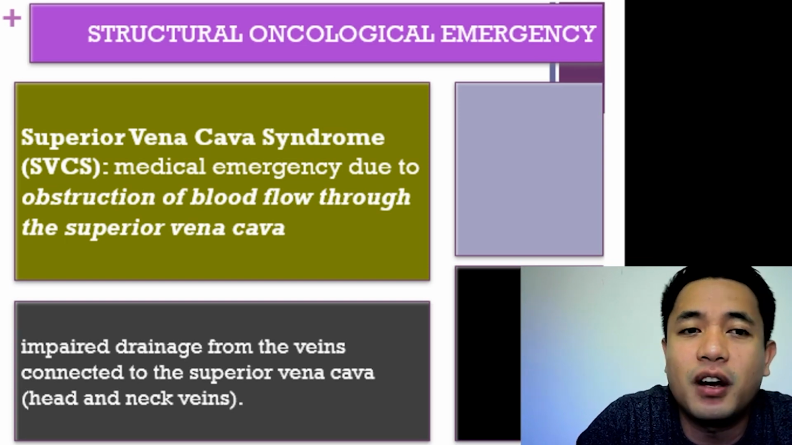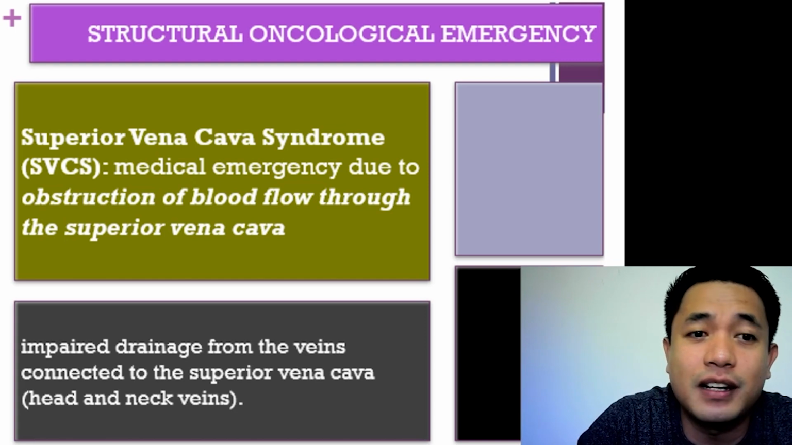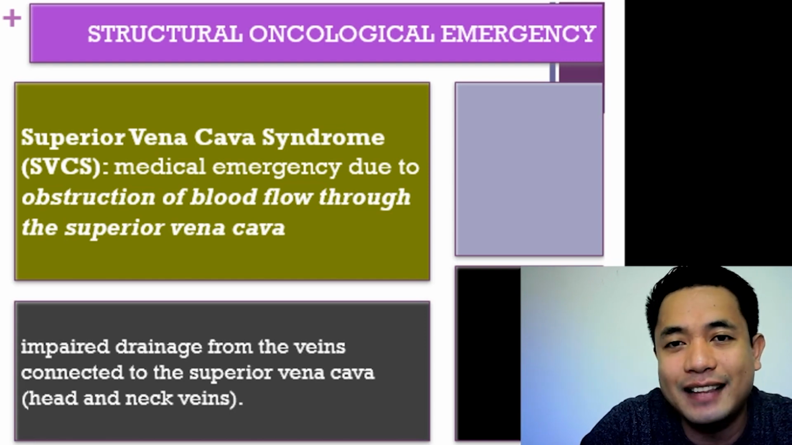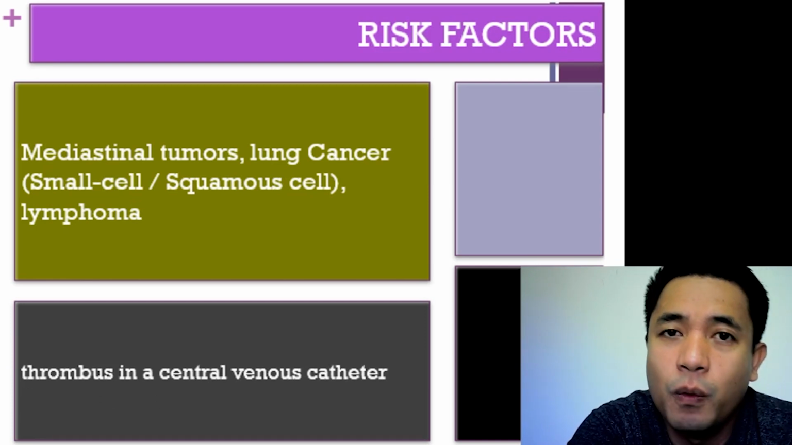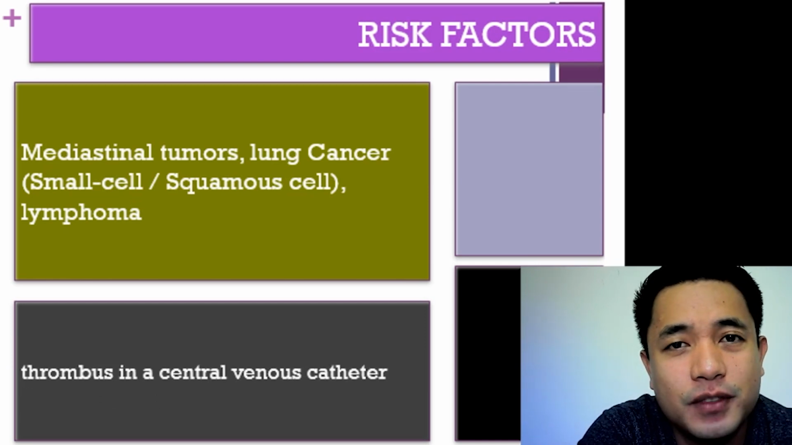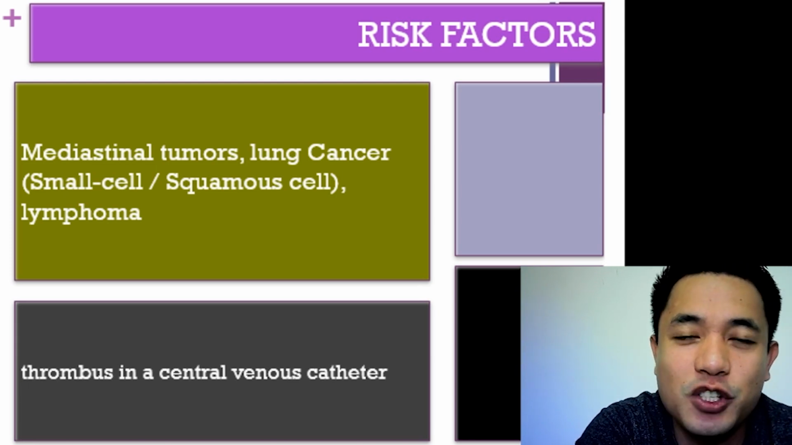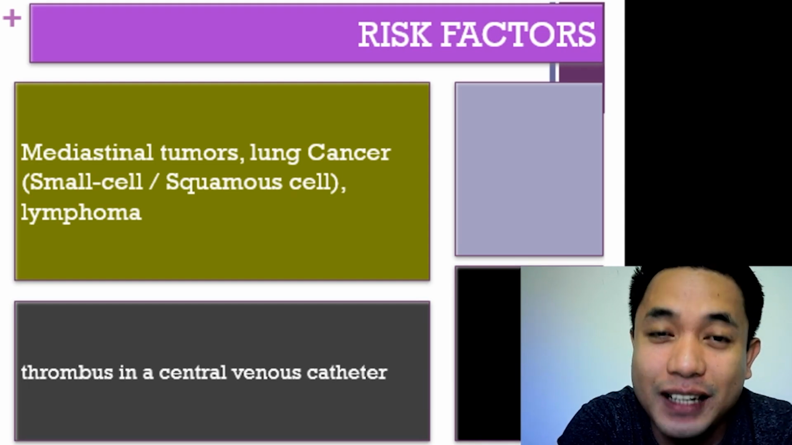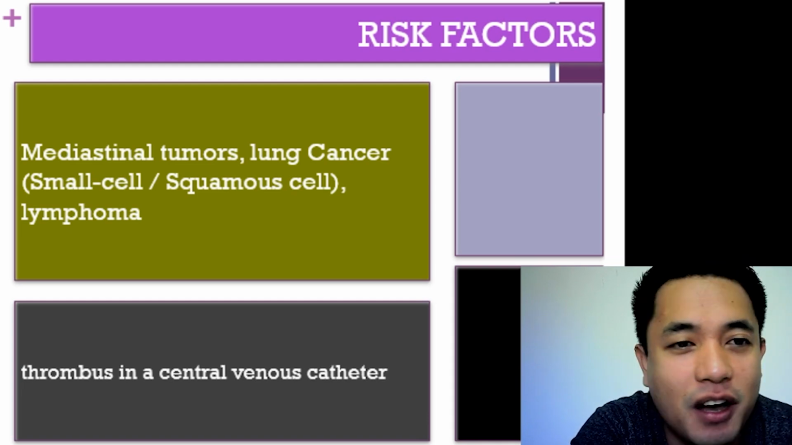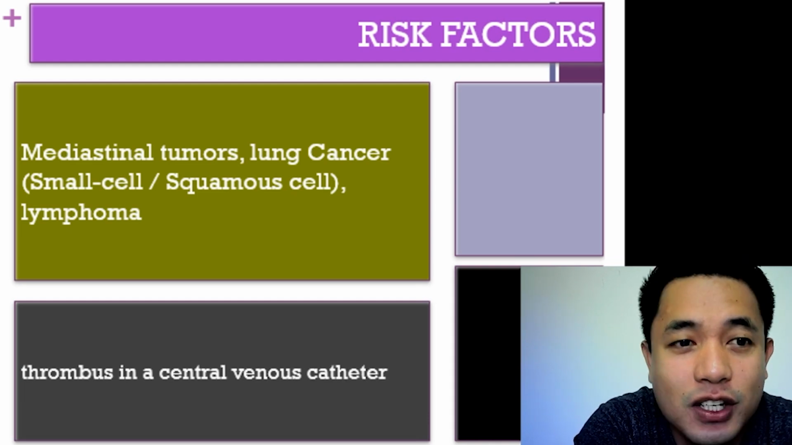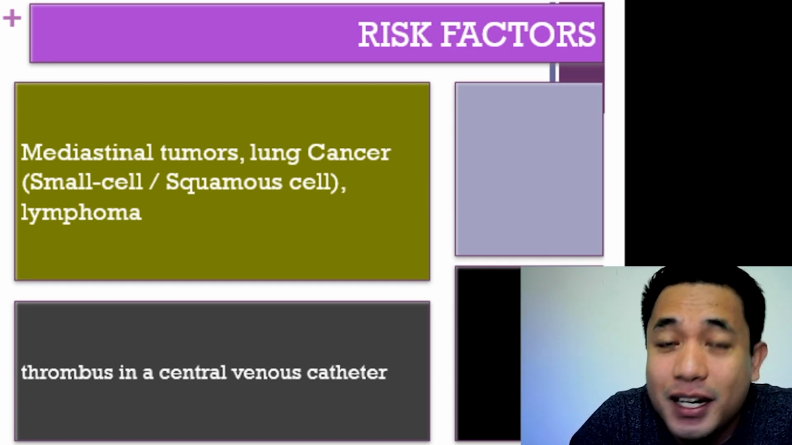So basically, superior vena cava syndrome is characterized by impaired drainage from the veins connected to the superior vena cava, such as the head and neck veins. We proceed with the next one, and that would be the risk factors. What could be the reasons behind superior vena cava syndrome? It may be related to a tumor adjacent to the area, a tumor of a particular organ adjacent to the superior vena cava, such as the lungs, or lymphoma. Basically, these tumors can be such as metastasis.